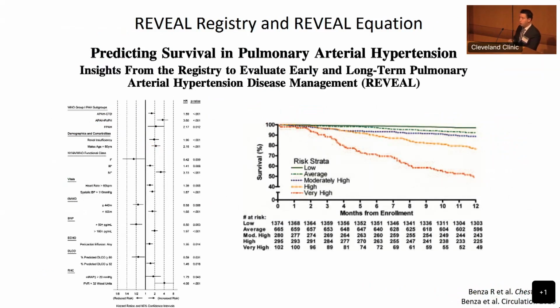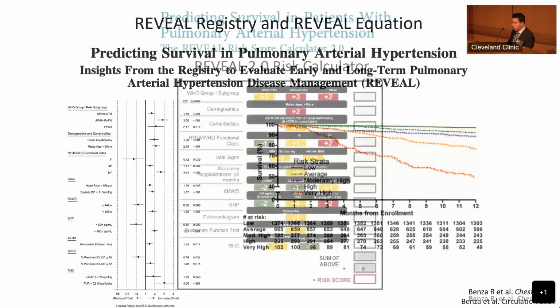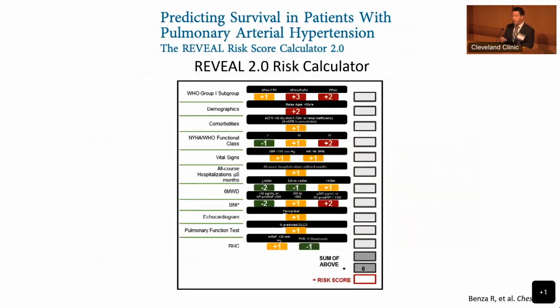Now, another registry did it a little bit differently. This is the American REVEAL registry, in which they looked at proportional hazard multivariable analysis, you can see here on the left, in which they looked at, again, a number of variables used, and they were able to derive this risk equation, in which came up with this 5 risk strata that you see here. But over time, this was actually able to be modified to this REVEAL 2.0 risk calculator. And again, similar to other models, you could see that it uses a number of clinical and hemodynamic variables, including the etiology of the pulmonary hypertension, demographics, functional class, vital signs, and so forth.